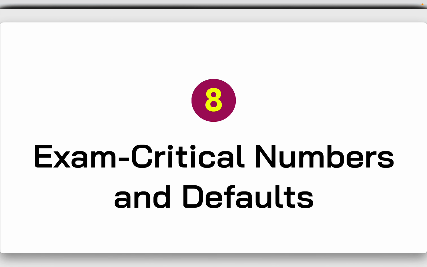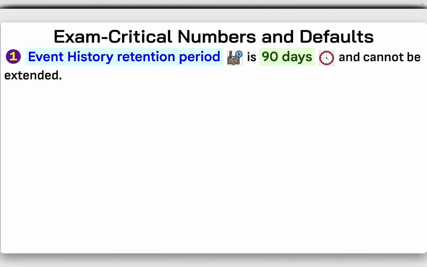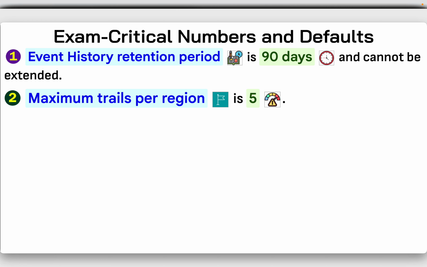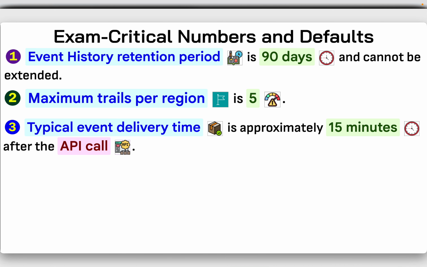Eighth topic is exam critical numbers and defaults. So this 8th, 9th, 10th, I will just summarize everything. So first one is event history retention period is 90 days and cannot be extended. Second, maximum trails per region is 5. Typical event delivery time is approximately 15 minutes after the API call.